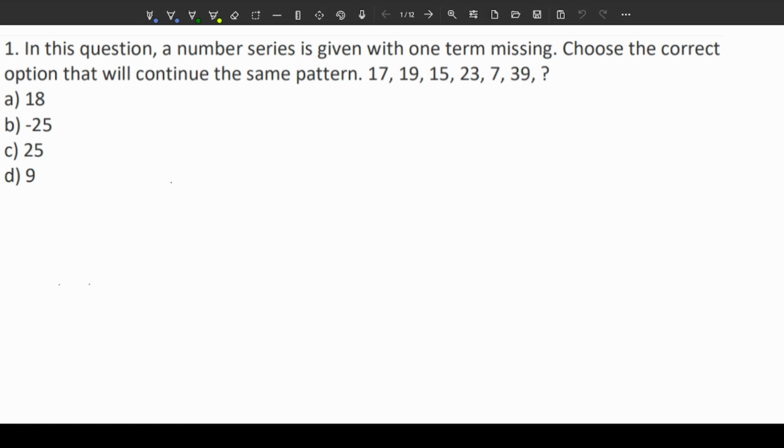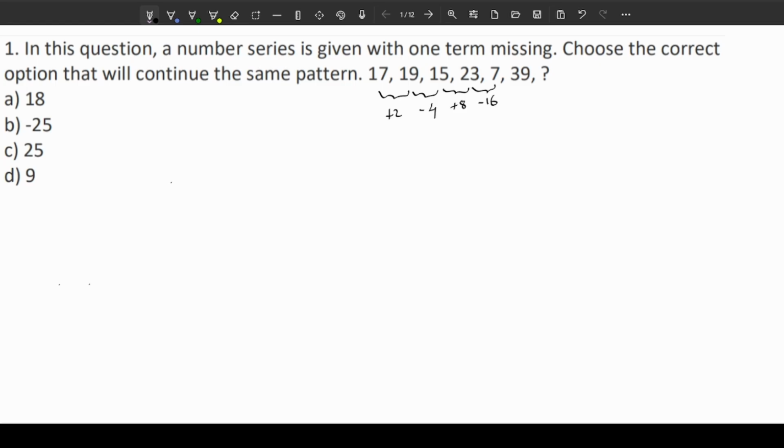In this question, a number series is given with one term missing, and we need to choose the correct option that will continue the same pattern. So let's see: 17, 19, 15, 23, 7, 39. Let's see the difference between all these numbers. 17 and 19 difference is plus 2. 19, 15 difference will be minus 4. 15, 23 the difference is 8. 23 and 7 difference is minus 16.